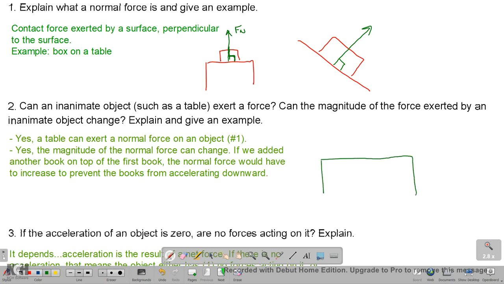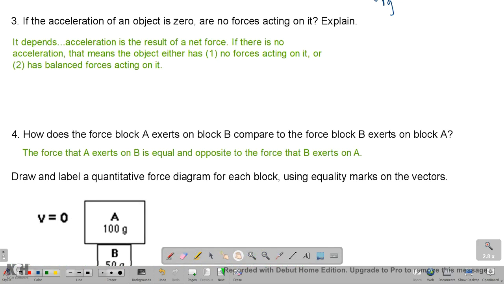We've got our table, and this time, we've got the first box here, and then we go ahead and add on a second one on top of it. So that adds extra weight, right? So our value for Fg here, the combined weight of the boxes, has changed. It's increased since we added an extra box. So that means that the normal force that opposes the downward force of the weight of the boxes would also have to increase.